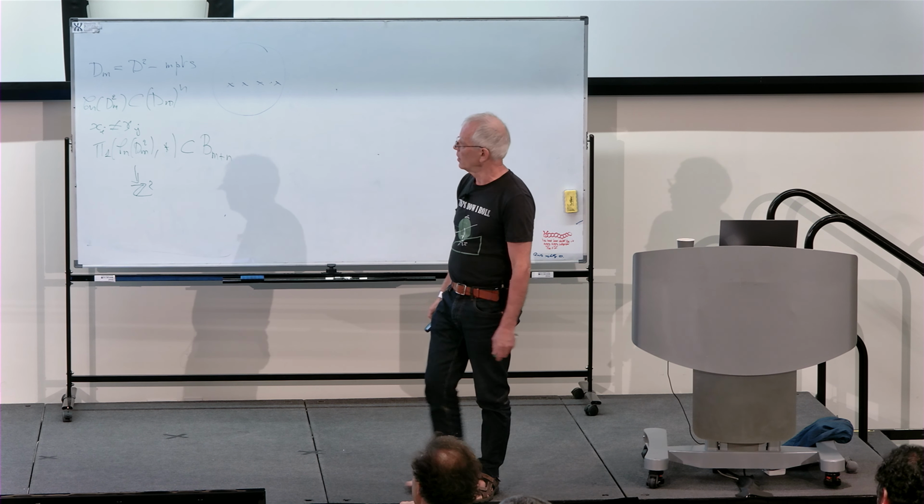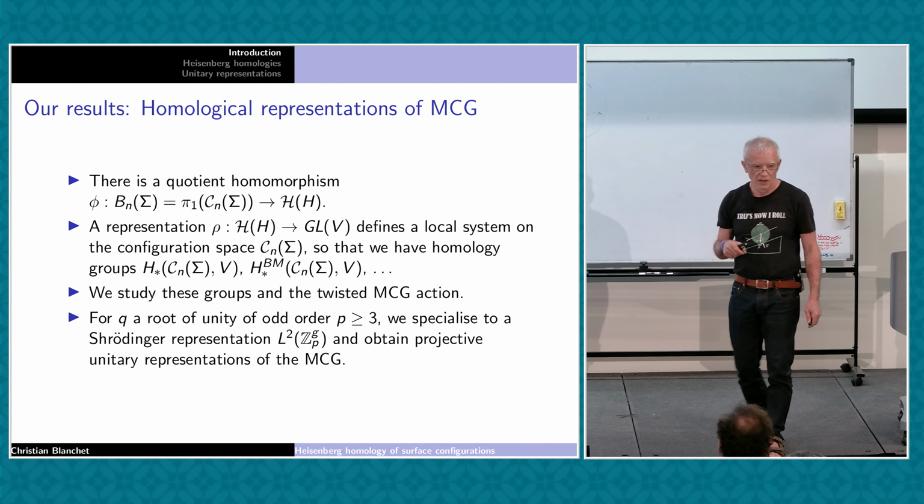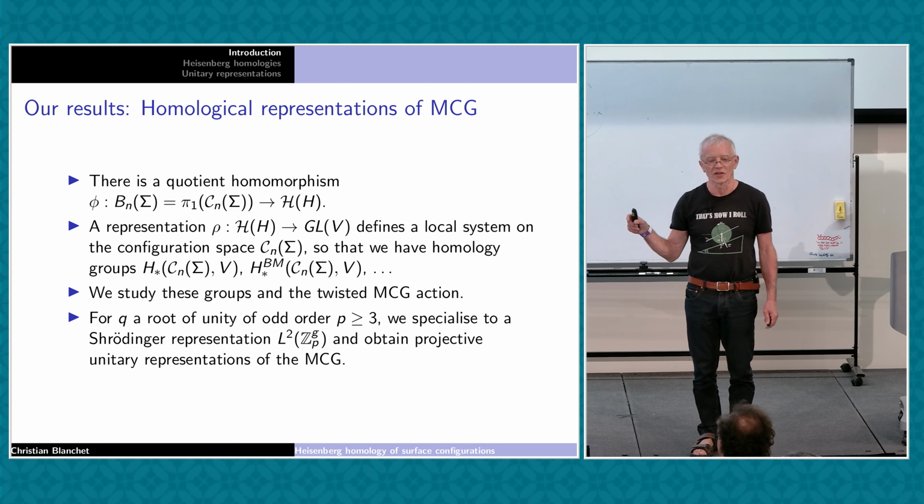The next step is to take Q as a parameter, and this Q will be the central charge, the action of the central generator of this Heisenberg group. For this talk, I will keep this Q to be a root of unity in order to get finite dimensional representations. But the Hilbert case could also be considered. We keep this in mind.